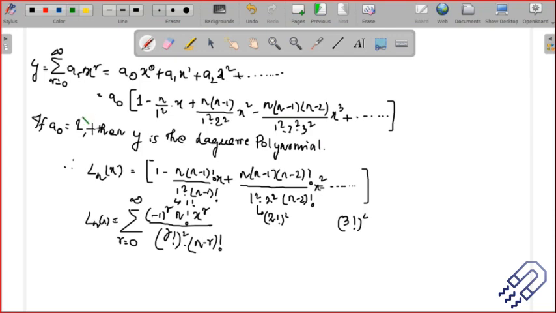So that's the Laguerre polynomial we have got. This is important. Again, I don't strongly suggest that you remember this, because there are so many things to remember that it will become a very big challenge.